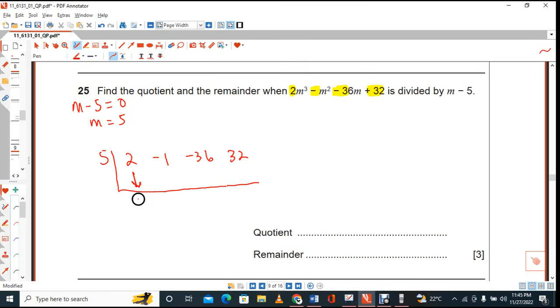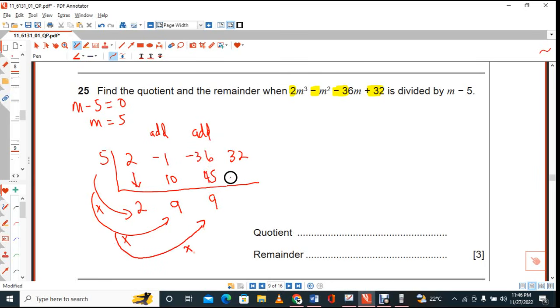First things first, we're going to bring this one down. Then we multiply these two here, that gives you 10. And then we add, that gives you 9. Then we multiply again, that gives you 45. And then we add these 2 again, that gives you 9. We multiply that 5 again, that gives us 45. Well, we're going to get 77 once we add this. This 77 is the remainder.